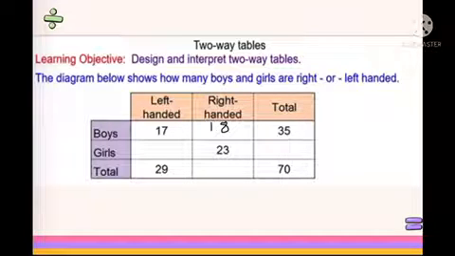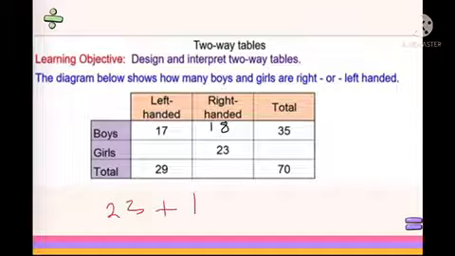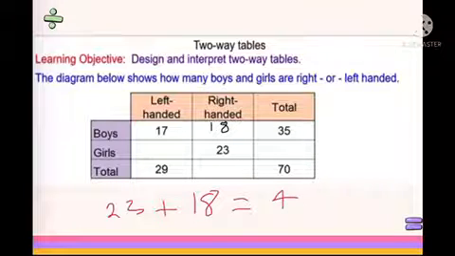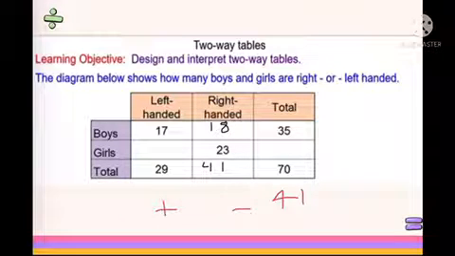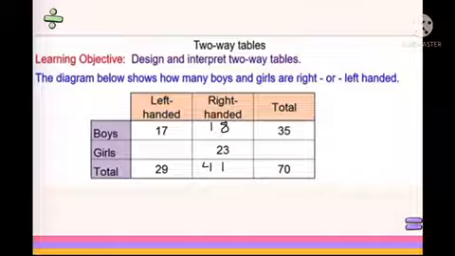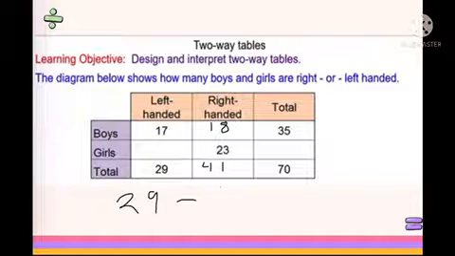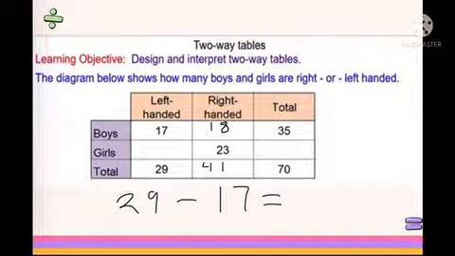Now to find how many boys and girls are right-handed, we need to add 23 and 18, which will give us 41. And how do we check our answer is correct? We add 29 and 41, which will also give us 70, which means our answer is also correct. And for the last part, we need to subtract how many boys that are left-handed from the total of boys and girls that are left-handed. So 29 minus 17 gives us 12.